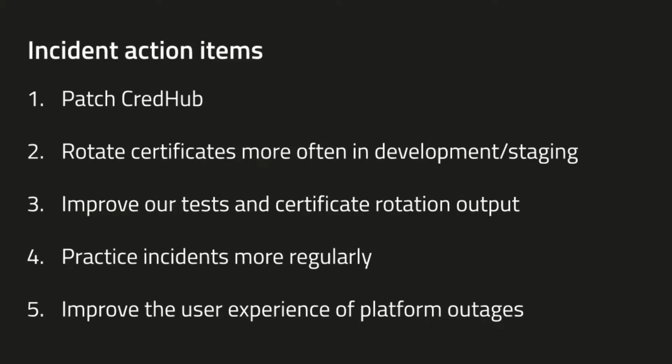After we patched ourselves up and got back on our feet, we took some immediate action items which we communicated to our users. The first of which was to patch CredHub, or rather update to a patched version. The second was to ensure that our pipeline rotated certificates more often in development and staging so that we would have a better chance of catching future errors. Third was to improve our tests and certificate rotation pipeline output. Fourth was to practice incidents more regularly. And the last was to improve the user experience of platform outages.